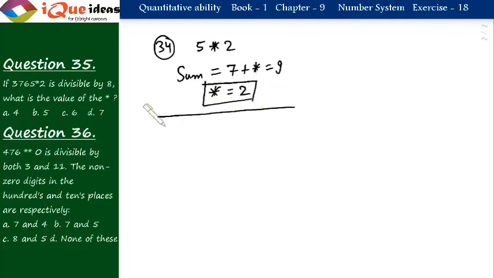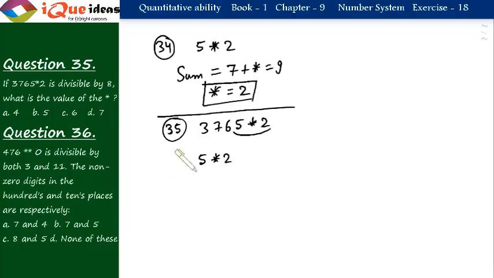Let's take question number 35. In question number 35, it says 3765*2 is divisible by 8. Now, remember, what is the divisibility test for 8? It says the last 3 digits. So that means 5*2 has to be divisible by 8, right? So it is a number above 500 and it has to be divisible by 8. Let's check.